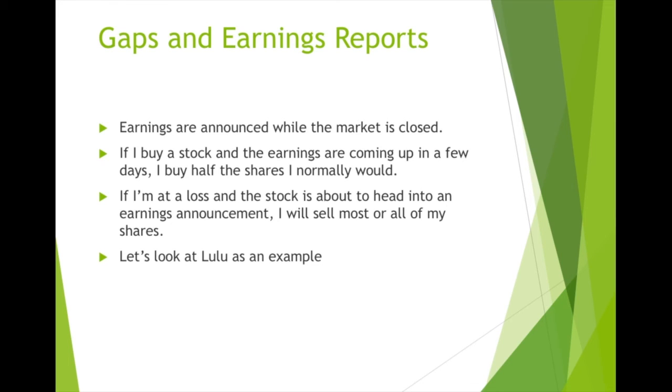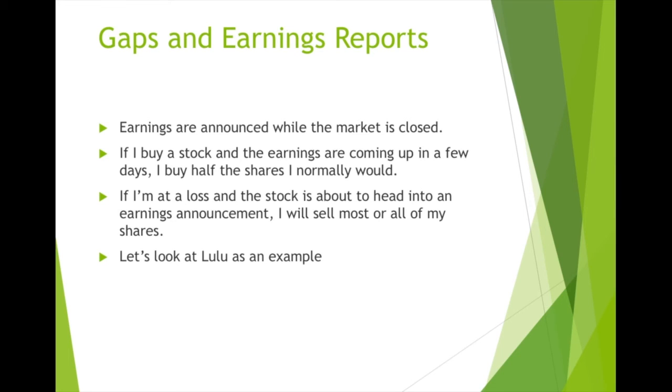So let's say I buy a stock and earnings are coming up. I'm going to buy fewer shares because I want to make sure I don't have too many shares that put myself at a lot of risk if it would gap down a tremendous amount. If I'm at a loss on a stock and it's about to head into earnings, I will sell most or probably all of my shares. So let's say I bought a stock at $100 and now it's at $97. I'm going to sell all my shares if earnings are going to be released at the end of the day. Because if that stock was to gap down, I would sustain a massive loss because I'm already at a loss, right? And I don't want the thing gapping down way below my stop loss point. So if you're at a loss and earnings are coming up, get rid of the position.